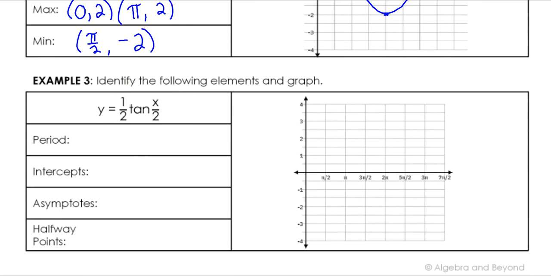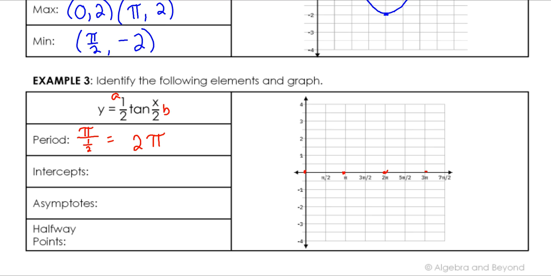Okay, and then last for this one, we are going to look at a tangent, and then we'll look at 3 of the reciprocal functions as well. Okay, so we've got our a value of 1/2, and our b value here is also going to be 1/2. So if we change the period because of that b value, it looks like pi over the absolute value of b, which would be pi over 1/2. So the period for this one is going to end up being 2 pi.